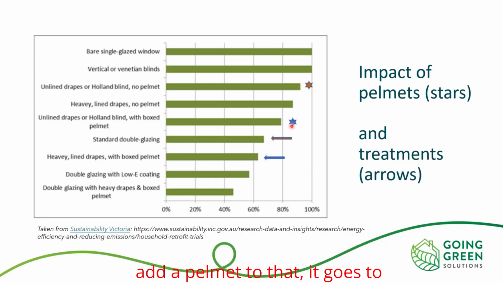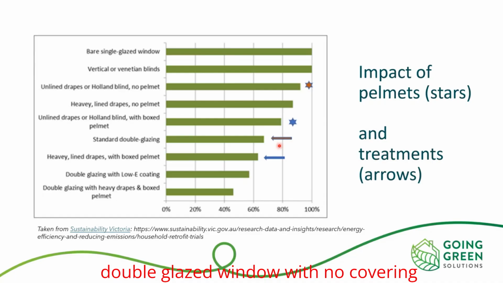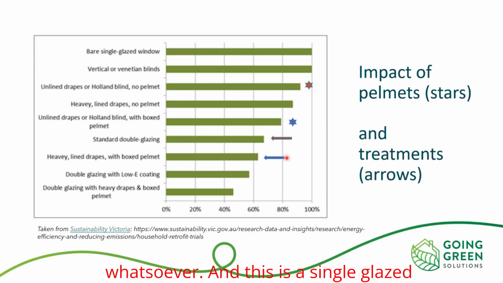And then if you add a pelmet to that, it goes to the blue star, which, as you can see, is probably double the thermal protection that you're getting, double the reduction in heat transfer. And the other thing I want to point out is that this is a standard double glazed window with no covering whatsoever. And this is a single glazed window with a nice heavy drape and a pelmet.